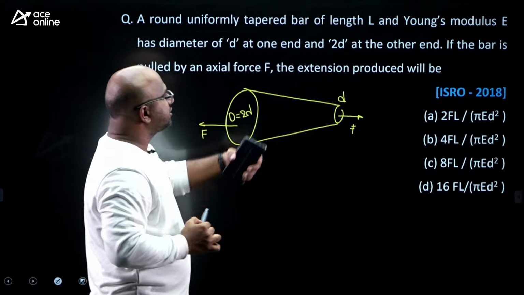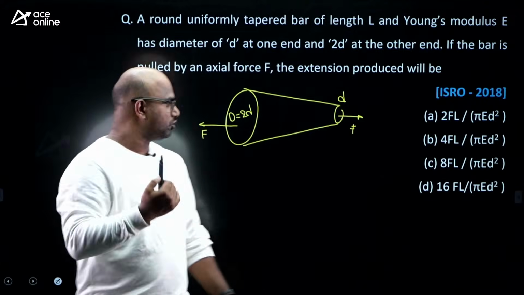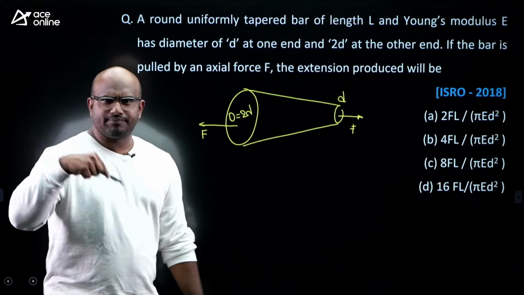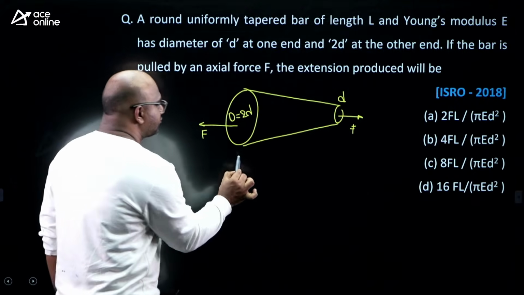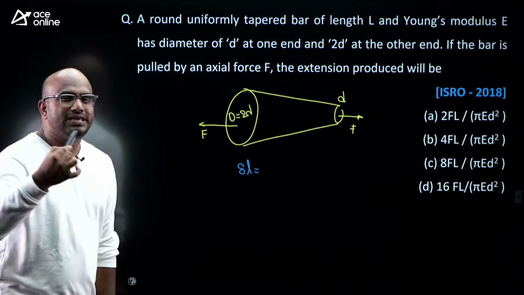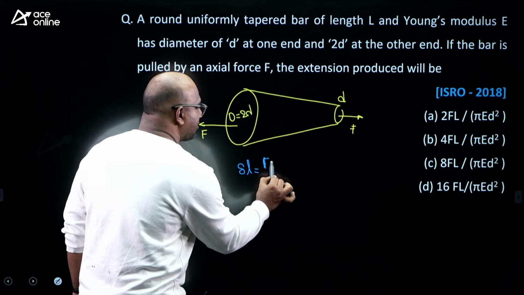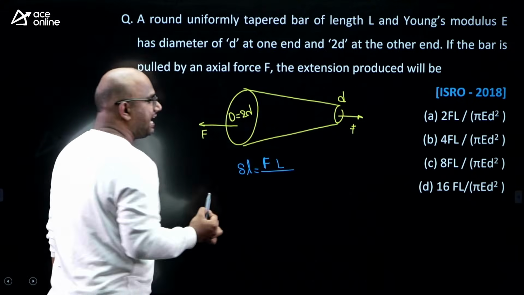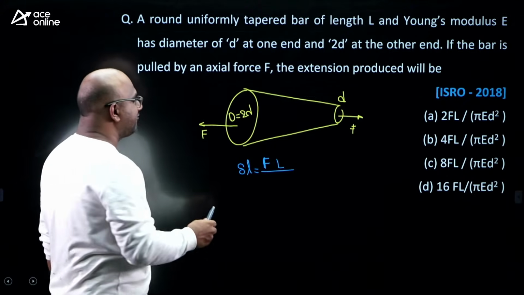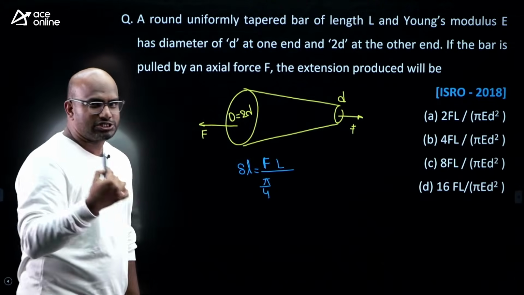the extension produced will be equal to how much? Listen carefully, sir. How can we find out? You know this formula. Deformation, delta L equal to PL by AE. P is same, which here means F, guys. FL by AE. But here, if it is a prismatic bar, how much will be the A value, guys? Pi by 4.